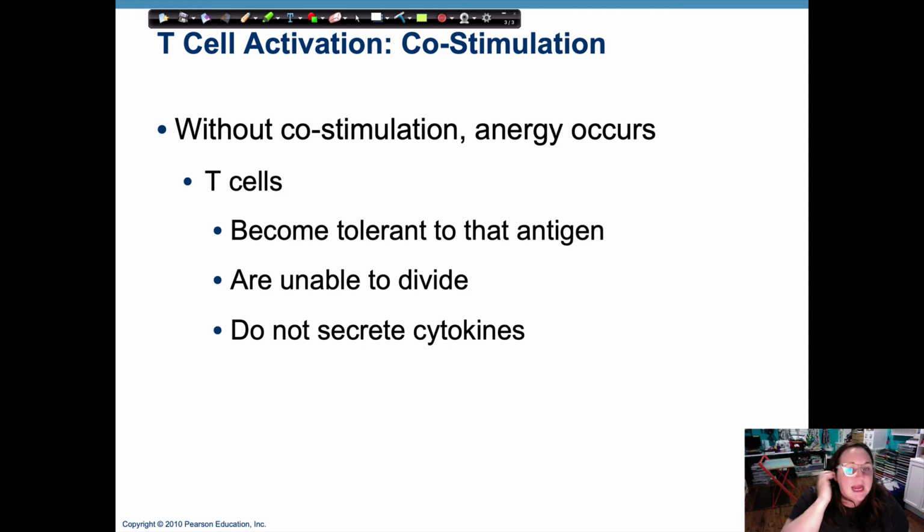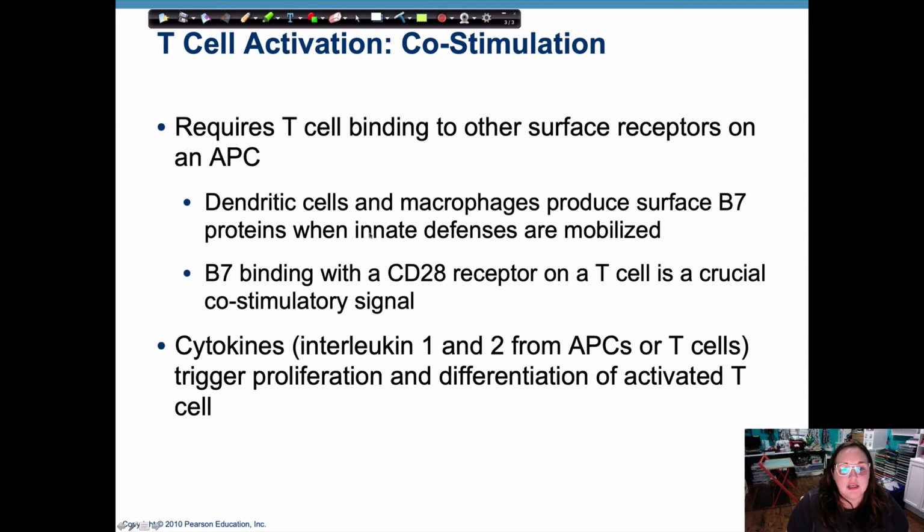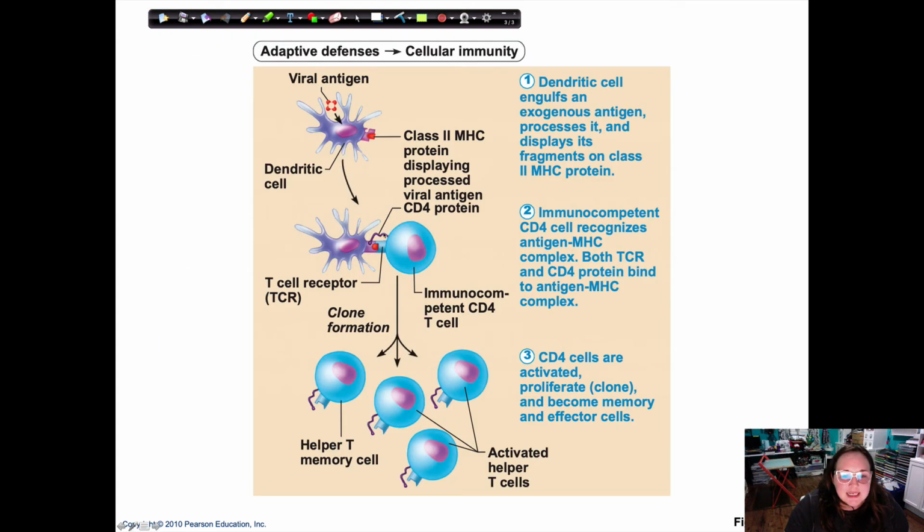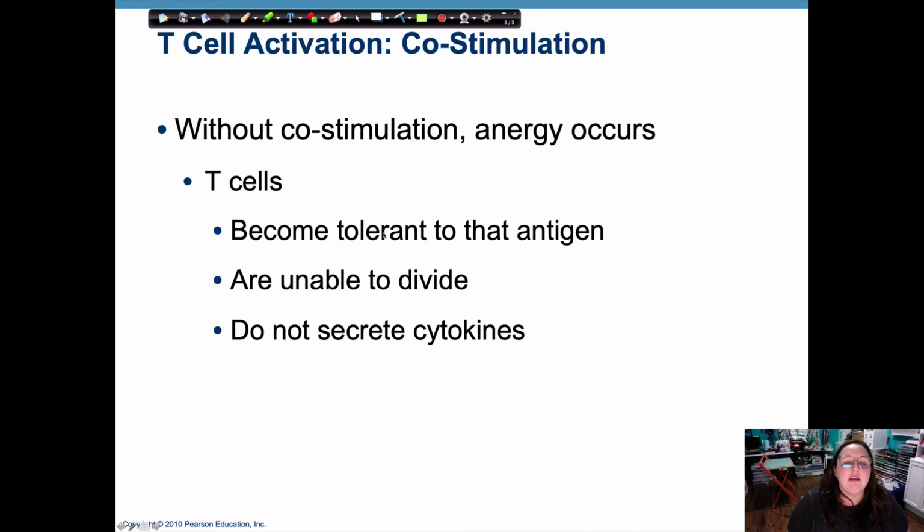Okay. Now, if there is no co-stimulation, if this little secondary protein doesn't match up, then anergy occurs. And anergy is basically deactivation. So the T cell sees that antigen and becomes tolerant to it and says, oh, well, I recognize this as non-self, but actually it's all right. I'm not going to worry about it. And the T cell will inactivate.